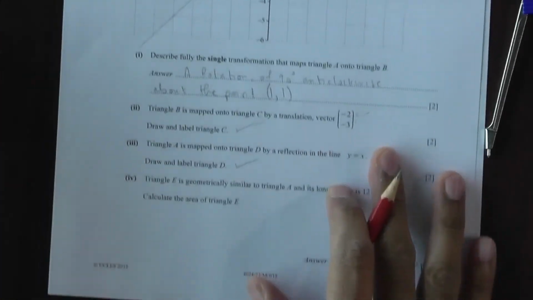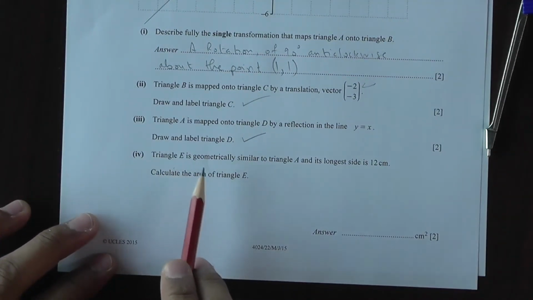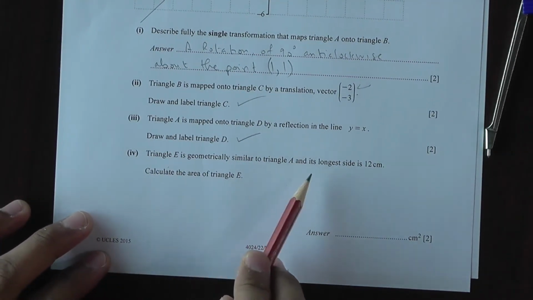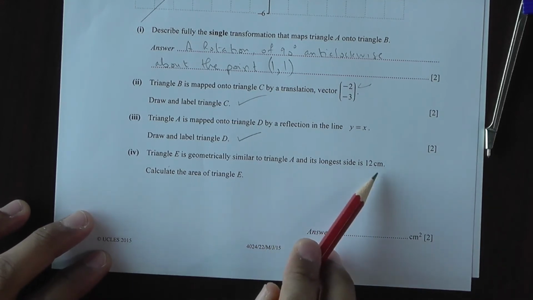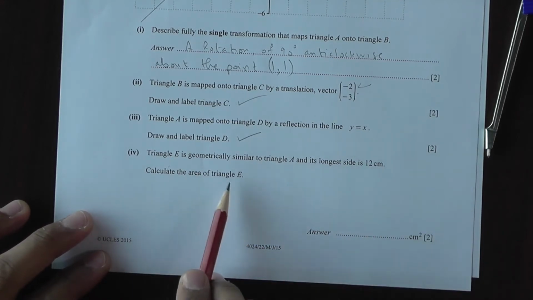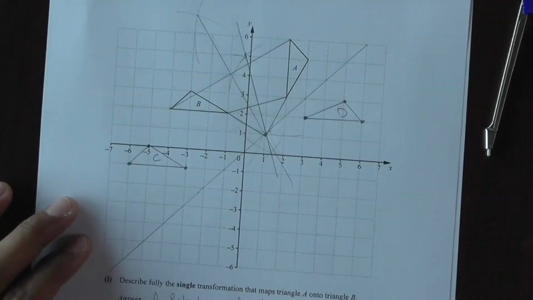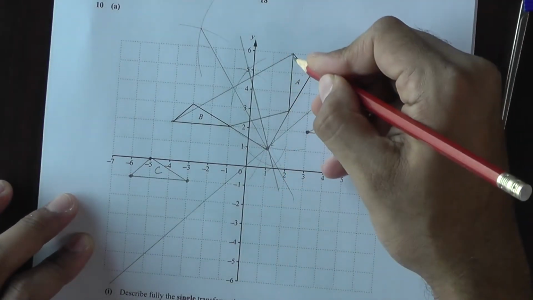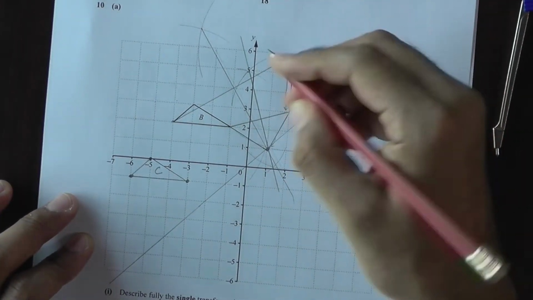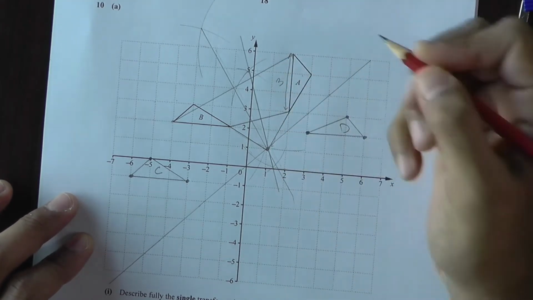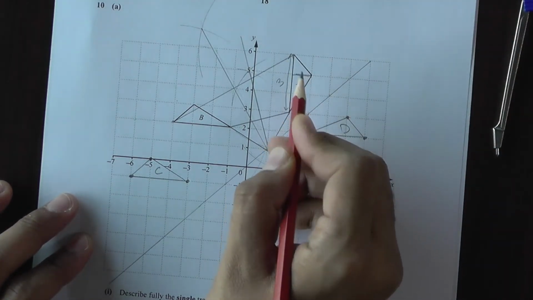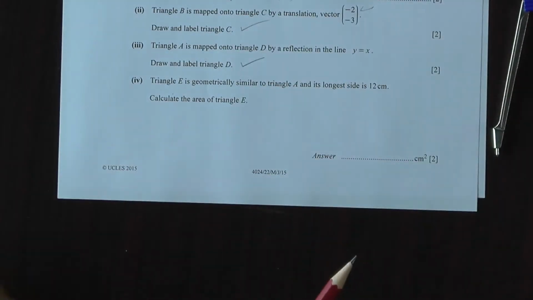The last part says triangle E is geometrically similar to triangle A and its longest side is 12 centimeters. Calculate the area of triangle E. So if we look at triangle A first, if we consider this line to be the base, this is going to be 3 centimeters, and the height of this triangle is going to be 1 centimeter. So now what do we have to do?